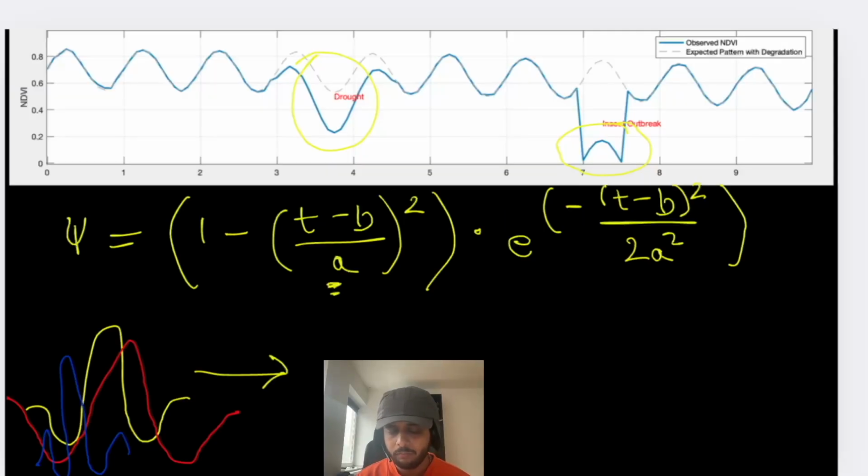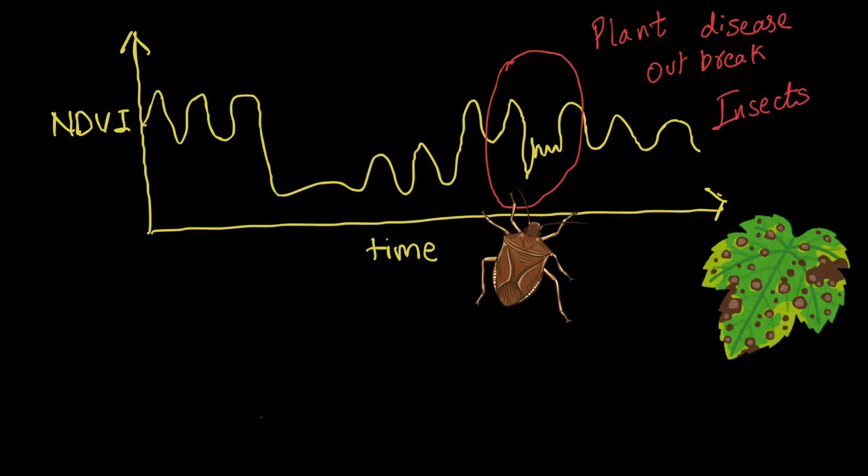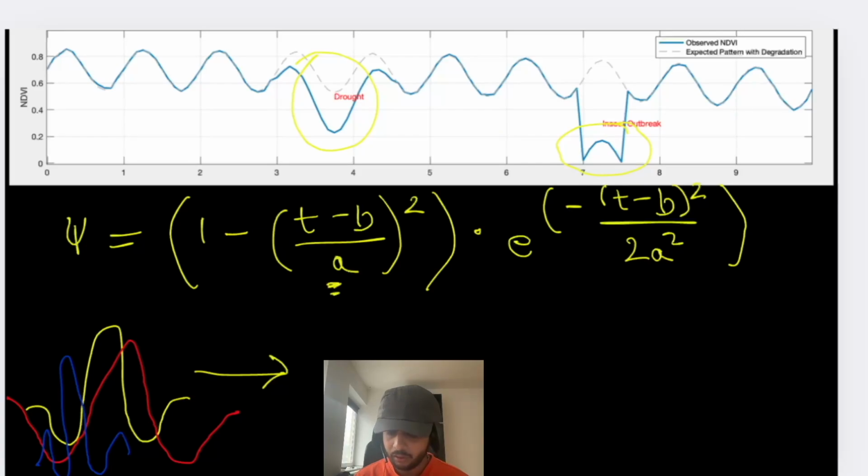So for this example, we are considering 3 different events. One is the degradation that is happening at a large time scale, the drought, and the insect outbreak that is specifically happening at the 7th year. It starts at the 7th year. You see the pattern breaks and goes back. And so we will apply this Mexican hat.